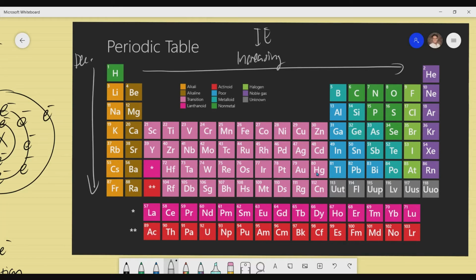Yung nandito po sa group 1 at group 2, ang mga charges na po nila ay positive 1 at positive 2. Habang yung mga nandito naman po sa kanan, naalala po natin na ang charge nila, say for example, for the chlorine group, ang charge po nila ay negative 1. Ibig sabihin ng negative 1, isa na lang po ang kulang nila, makokompleto o masusundan nila yung tinatawag nating octet rule.